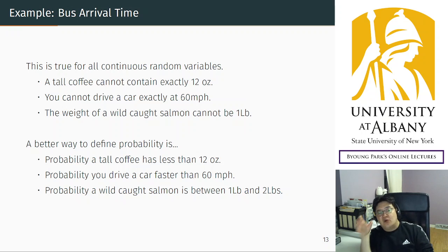For example, a Starbucks tall coffee is supposed to contain 12 ounces, but it is impossible to make it exactly 12 ounces if you measure the content with a super accurate scientific measure. So exactly 12 ounces is not possible. Similarly, you cannot drive a car at exactly 60 miles per hour, right? If you measure the speed using a super accurate speed gun, there must be at least some small errors. Errors will always happen. And similarly, the weight of a salmon cannot be exactly 1 pound, right? So considering one point does not help to understand the distribution of continuous random variables.